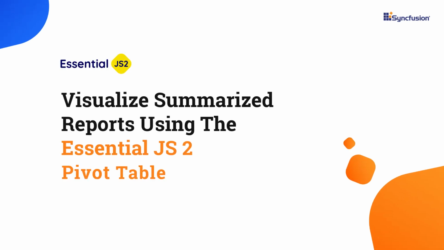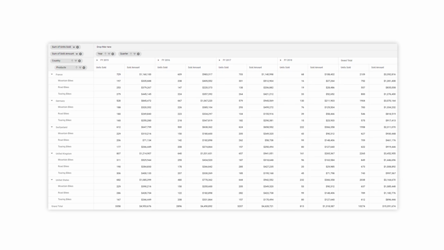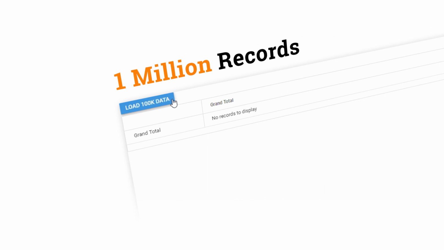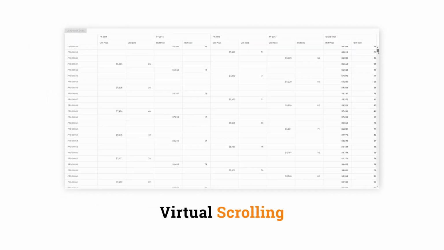Syncfusion introduces the Essential JS2 Pivot Table, which displays summarized business data in a table format. Let's look into its features one by one. You can load 1 million records or more, which can be viewed on demand with virtual scrolling options without any performance degradation.